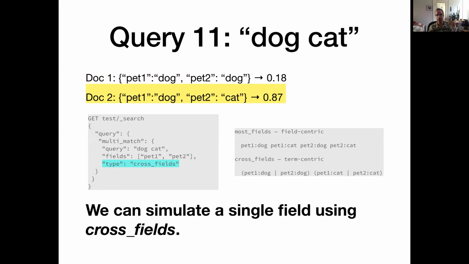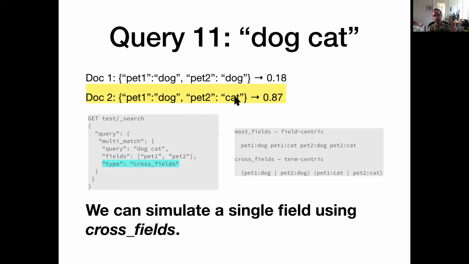If we change the multi-match type to cross fields, you can think about it as simulating one big field that contains the contents of the 2 individual fields. There's more complexity to cross fields, and I would refer you to the book Relevant Search by Doug Turnbull, and of course the Elasticsearch docs, to get more information on cross fields. But the basic way to understand it for this example is that cross fields has the effect of combining these 2 fields into 1.